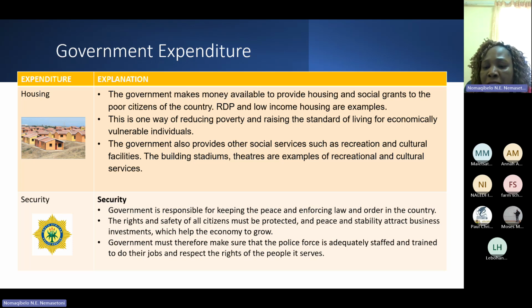And then the other part is allocated for security, where the government is responsible for keeping the peace and enforcing law and order in the country. The rights and safety of all citizens must be protected, and peace and stability attract business investments which help the economy to grow. Government must therefore make sure that the police force is adequately staffed and trained to do their jobs and respect the rights of the people it serves.